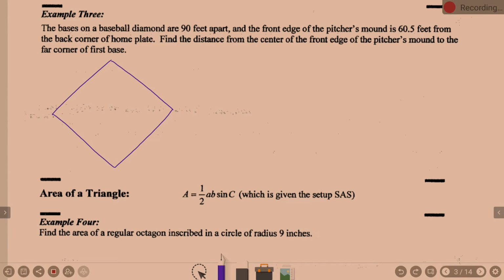Okay, there's my baseball diamond. Kind of, right? We're going to go with it. We're talking about home plate and first base, right? So, there's my home plate. We have first base over here.